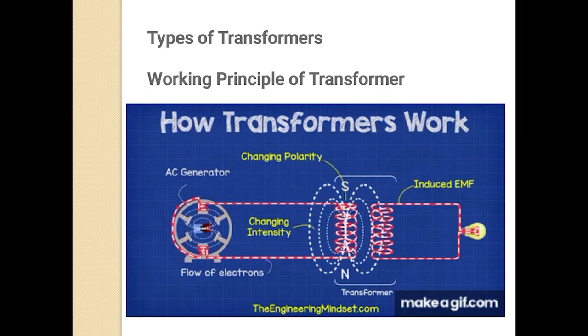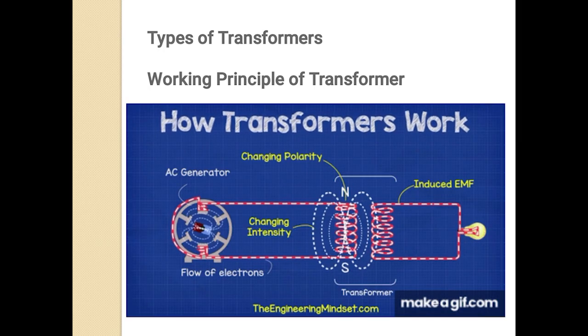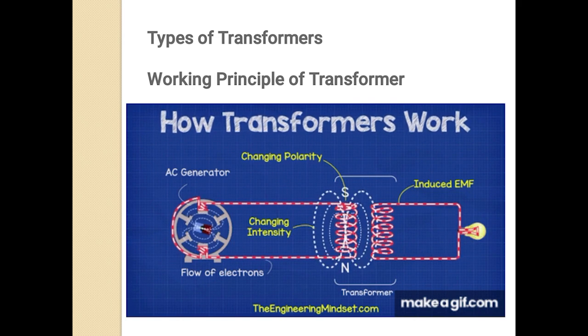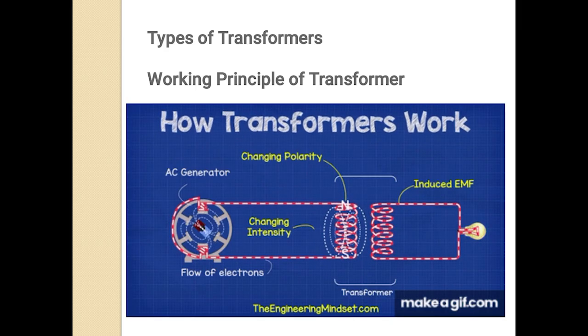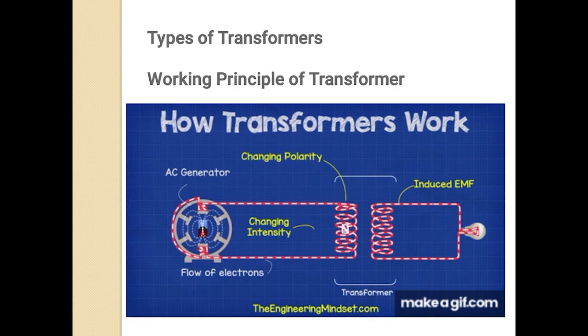Because we are giving an alternating supply here, the flux produced will also be alternating, and its direction will be continuously changing. So an EMF gets induced in the secondary winding based on Faraday's law of electromagnetic induction. This EMF is called mutually induced EMF, and the frequency of the mutually induced EMF is the same as that of the supplied EMF.